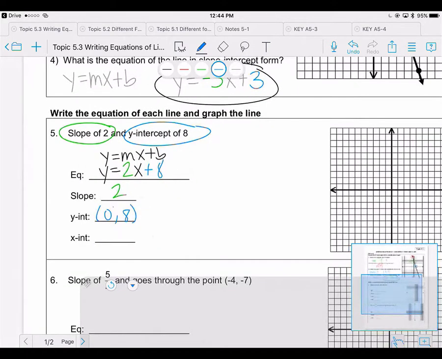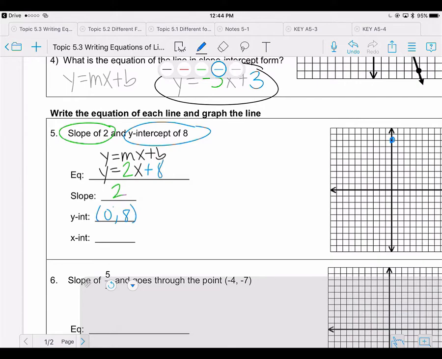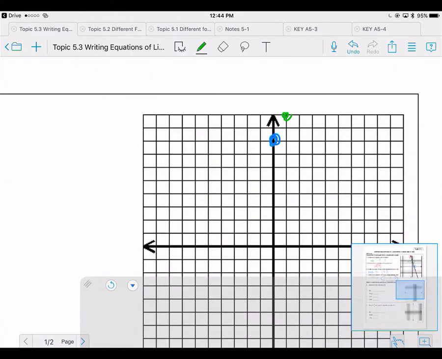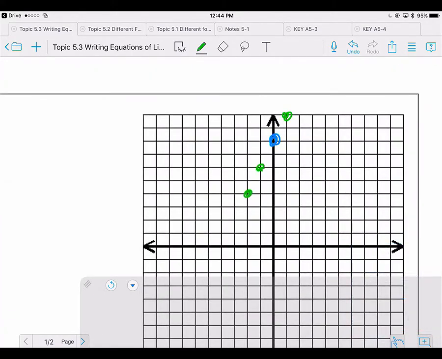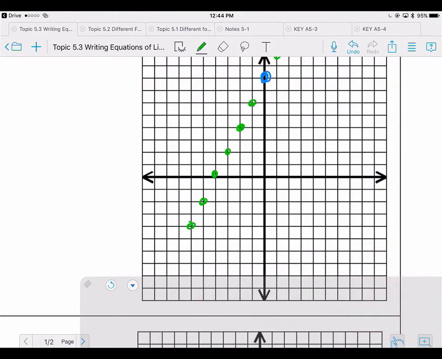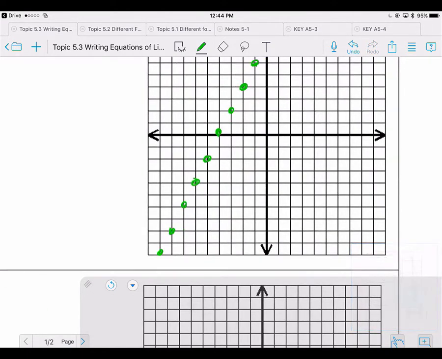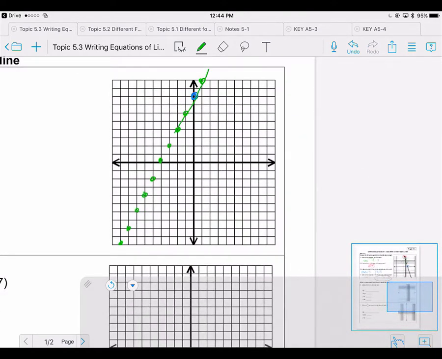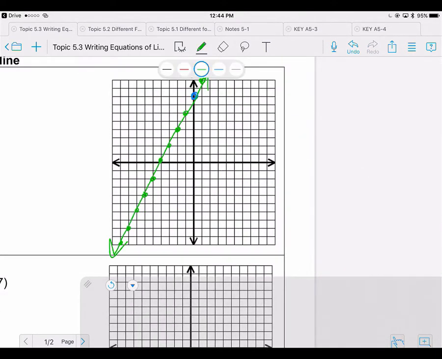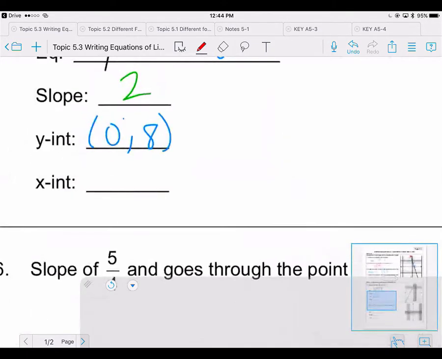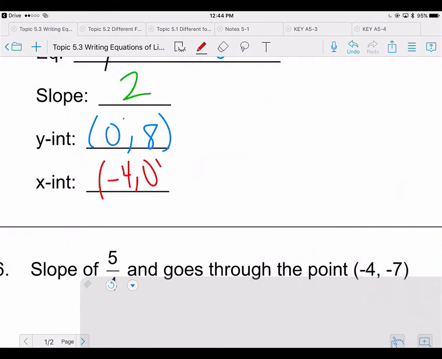When we go to graph, we graph our y-intercept up at 8, and then use our slope of 2 to graph. A slope of 2 means up 2, right 1. It also means down 2, left 1. And then we graph our line. From here, we can clearly see that it is going to cross my x-intercept at (-4, 0).